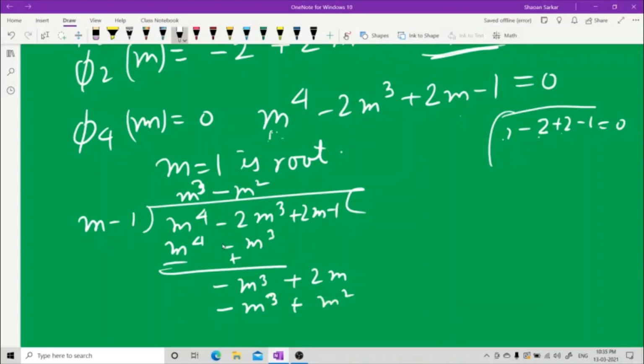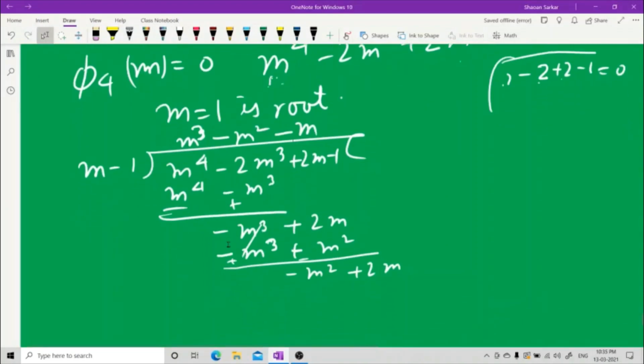Now the minus and plus signs cancel out. This is minus m square plus 2m. Now you write minus m, again minus m, again minus m in this. So now you see one thing.